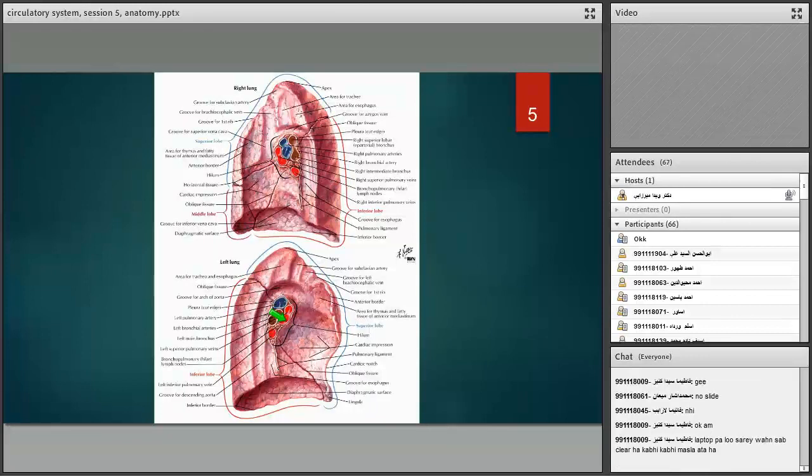So in the lungs, we can see that the pulmonary artery is placed in the right lung in front of the bronchus. But in the left lung, it is superior to the left bronchus. This is the root of the lung.